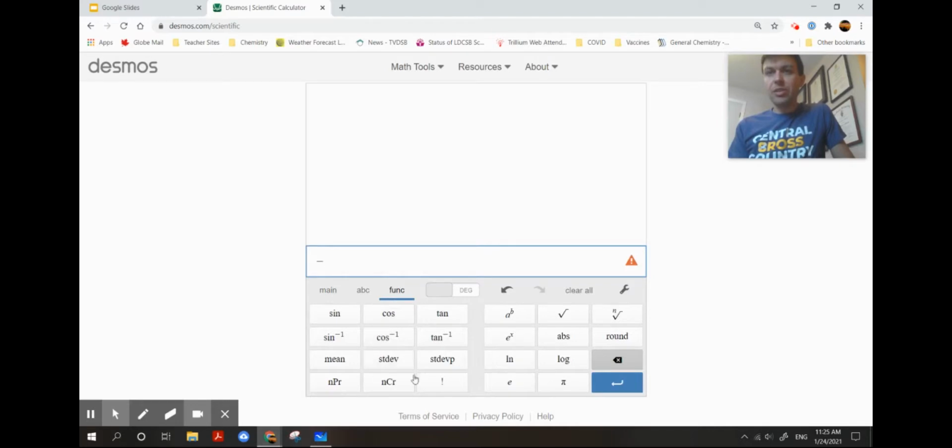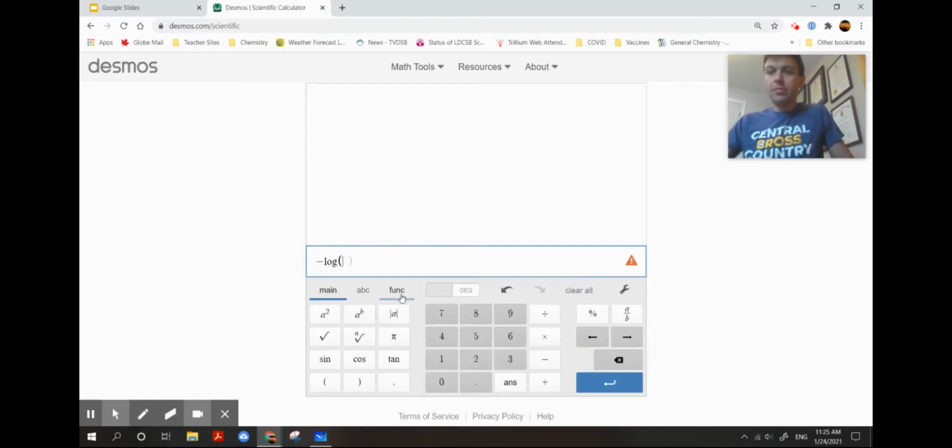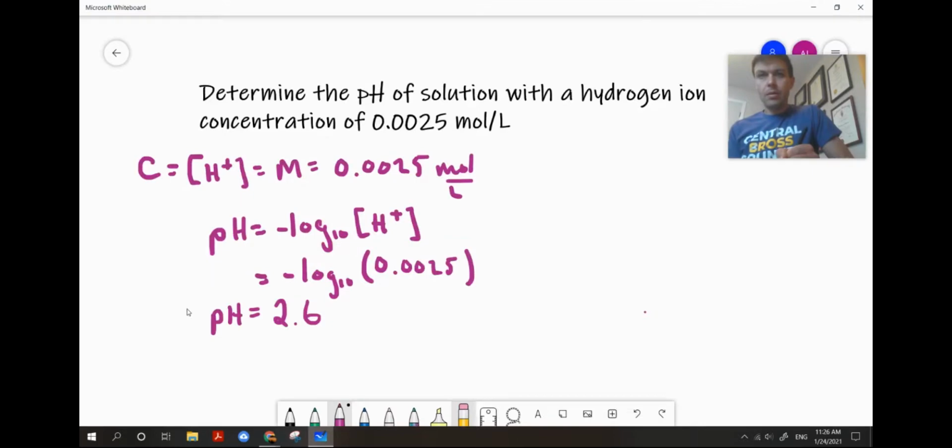Clicking over to function, I find my logarithm. And remember, on most calculators, it won't say the base of the log, but that's because the default is log base 10. So log, and I'm going to input my number, 0.0025, and press enter. And simple as that, I get a value for pH.